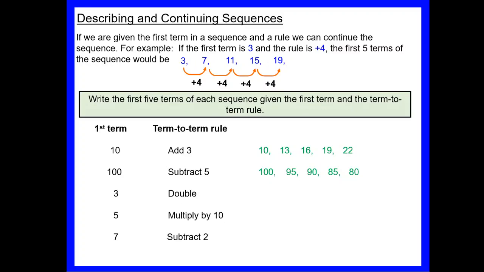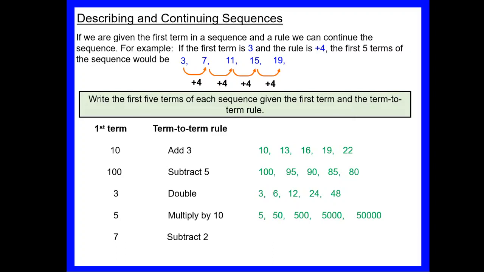Our next one starts with a 3 and it says double. So remember, double means to times the answer by 2. So 3 doubled is 6, double 6 to get 12, double 12 to get 24 and double 24 to get 48. So remember, whatever the rule is, we do it to the last term we got to. Our next one then starts with 5 and we're multiplying by 10. So we get 5, 50, 500, 5,000, 50,000. So remember, we're taking each number times 10, times the new number by 10, times the new number by 10.